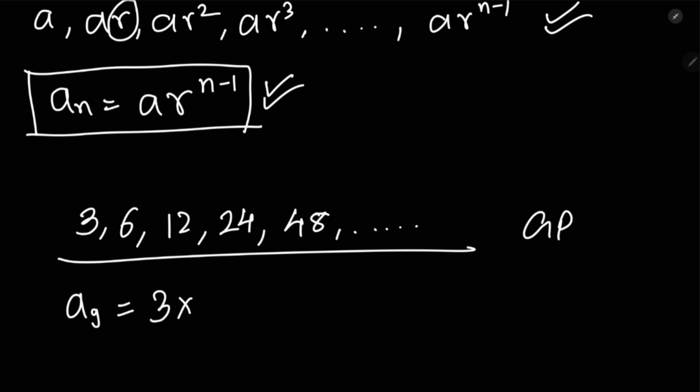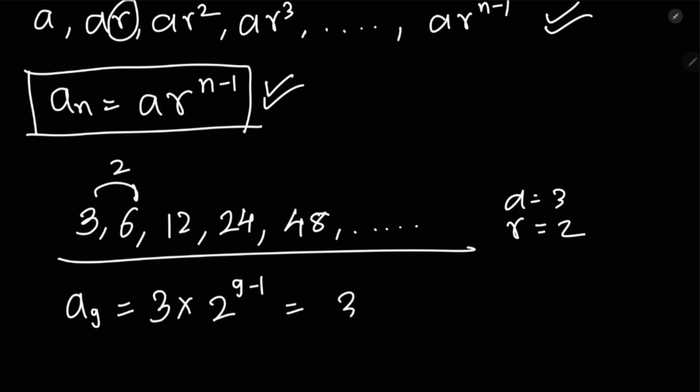Here R is 2, so let me write that explicitly. A is 3 and R is 2 here, the constant multiplicative factor between any two consecutive terms. So 3 into 2 power n minus 1, so that will be 9 minus 1. So this is 3 into 2 to the power 8.